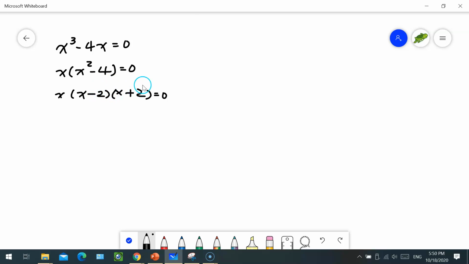Each of the terms has just a power of 1 on the top, right? This is x to the power 1, x to the power 1, x to the power 1. That means they all have an odd multiplicity. When x equals 0, x equals 2, and x equals negative 2, they all have an odd multiplicity. So that means the graph will cut through these 3 points on the x-axis.